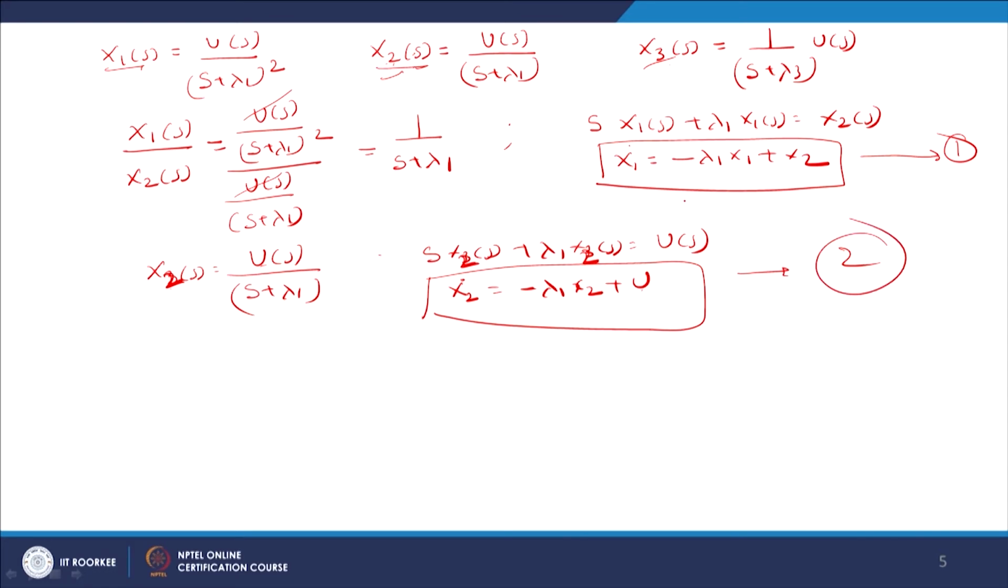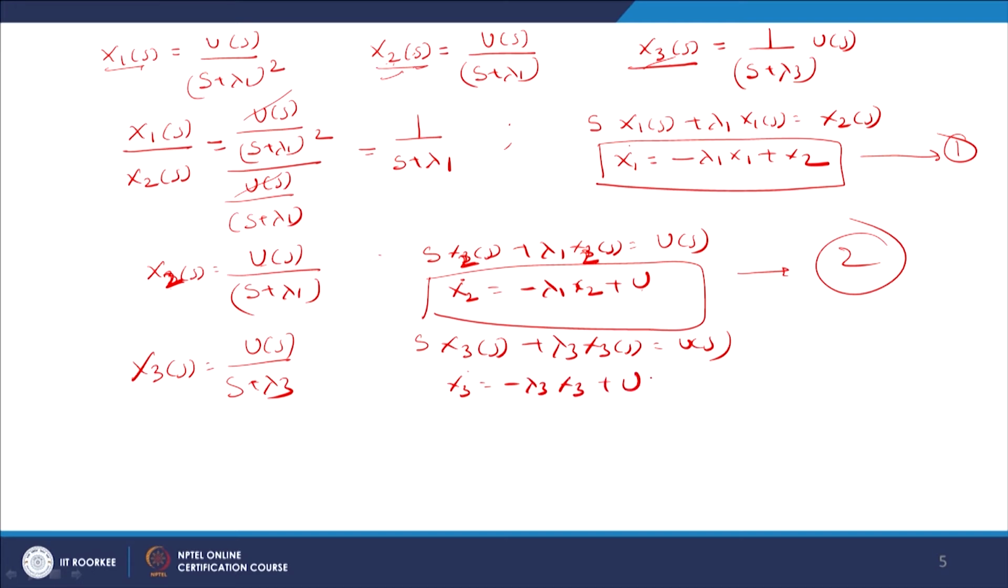Now, about the third, that is x3. Here x3 of s equals u of s divided by s plus lambda 3. So, how do you write this equation? Again we cross multiply it: s x3 of s plus lambda 3 x3 of s equals u of s. Here also we apply inverse Laplace transform. So, what we will get? We will get x3 dot equals minus lambda 3 into x3 plus u.